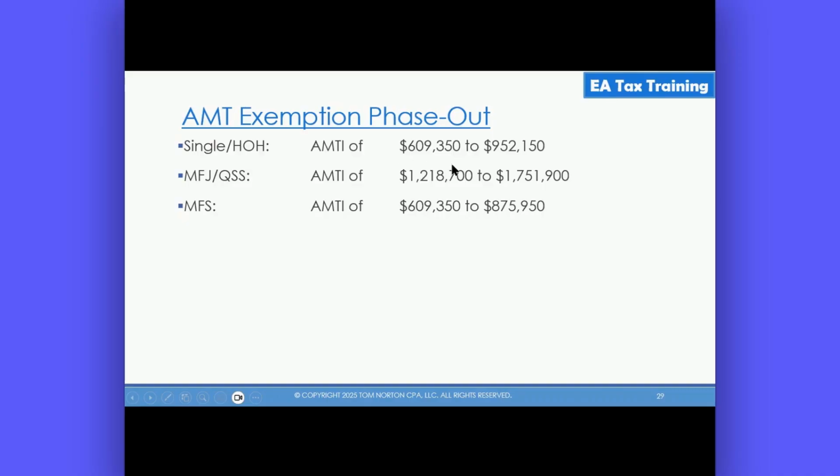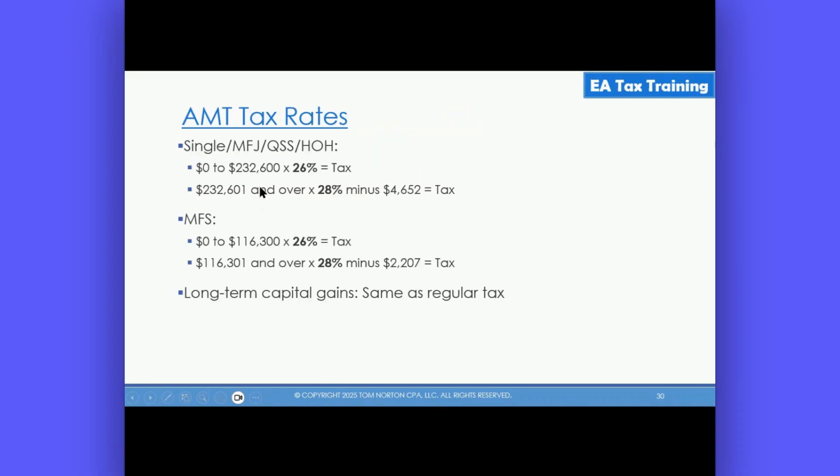If their AMTI is over $952,150, they will get no exemption whatsoever. And if their AMTI is in between those two amounts, then they will get a partial exemption. And then you can see the amounts for the other filing statuses as well. Again, I would not worry about memorizing these exact amounts. Just be familiar with them for the exam. Once we subtract those exemption amounts, we will have our final alternative minimum taxable income.